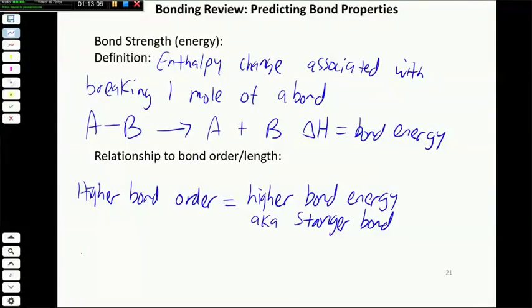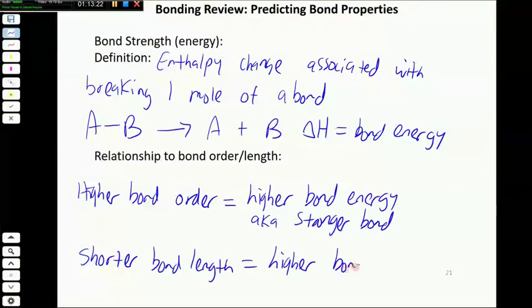So if you have a shorter bond length, meaning the 2 atoms that are bonded together are closer to each other, that will correlate with the higher bond energy as well. So bond length and bond energy, just like bond length and bond order, are inversely related. The shorter the bond, you'd expect it to be stronger. And that's because the nuclei are closer together, so you have a stronger attraction between the nuclei and the electrons that are shared in the bond, and that means it requires more energy to break them apart.